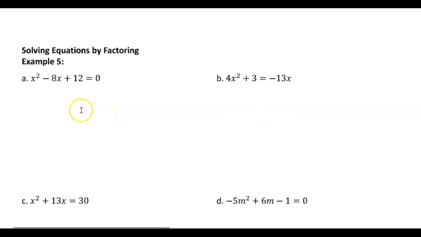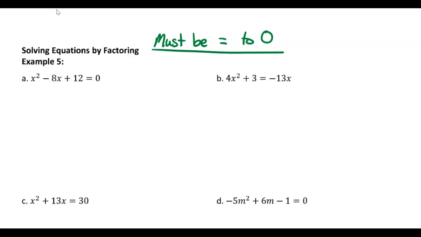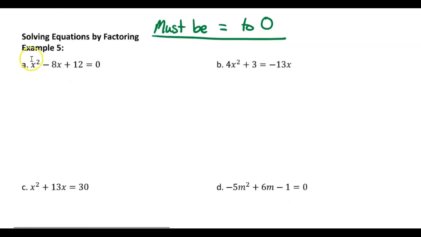Okay, today we're learning solving equations by factoring. So what we have to do when we're solving equations by factoring, before we begin, the equation must be equal to 0. That's the important part. So like on this first equation right here, it's equal to 0. So since it's equal to 0, I'm ready to go ahead and factor. So I'm going to factor this side.